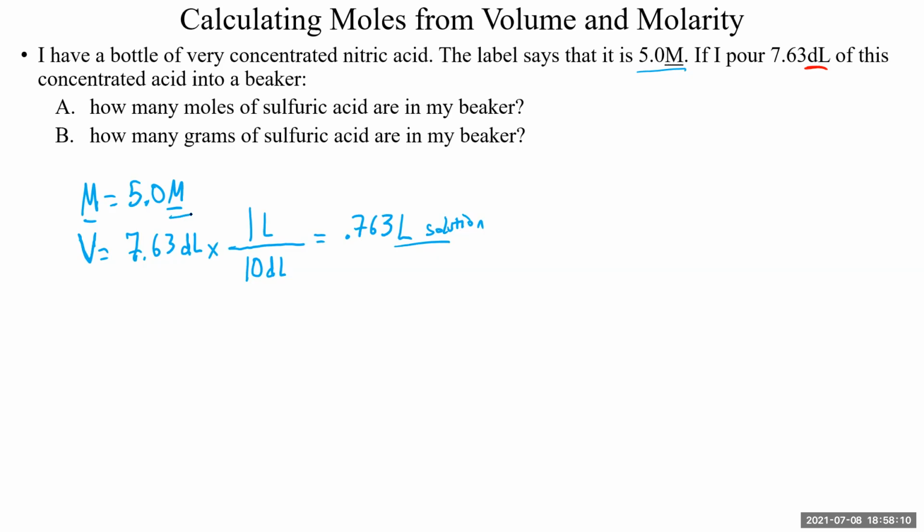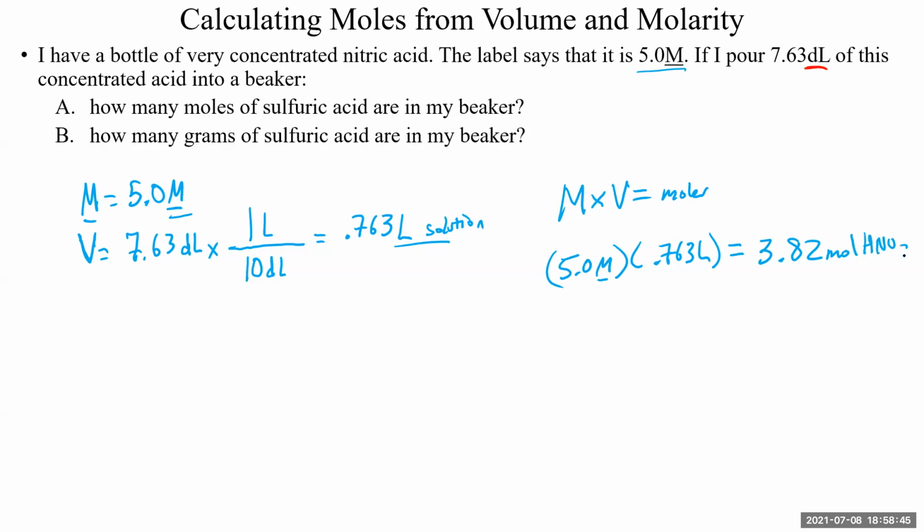So now we have liters, we have molarity, we simply multiply them together. Molarity times volume equals moles. So we take our 5 molar multiplied by our 0.763 liters. Liters will cancel out, we'll end up with moles, and that should give us 3.82 moles of nitric acid, HNO3. If you recall, nitric acid is hydrogen nitrate. So that's how many moles we have of nitric acid. Molarity times volume gives us moles.